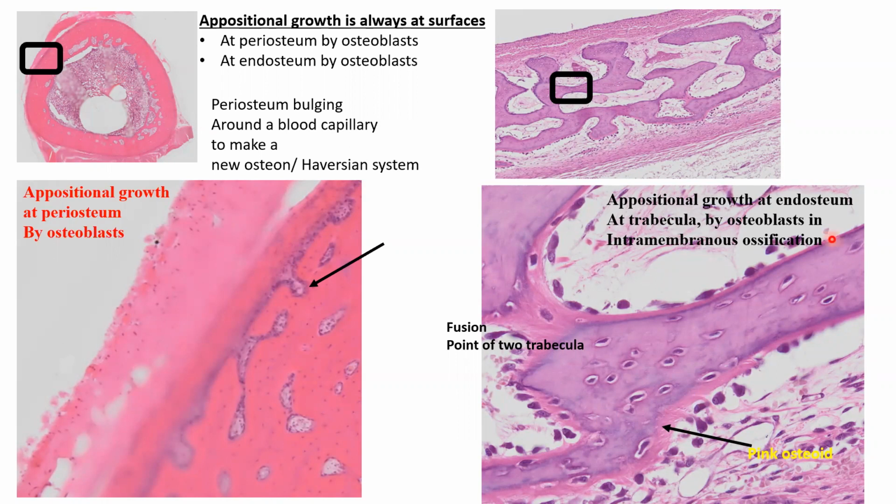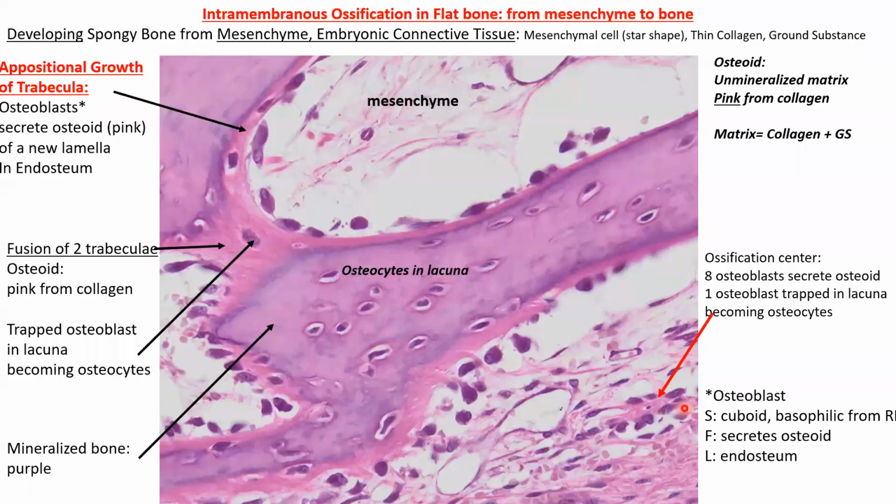Where is it? The pink. These are your osteoblasts, right? At the surface, at the endosteum, right? Appositional growth at the endosteum. And they add a new layer to the surface of the existing trabecula. Okay, so this is technically osteoid, pink osteoid, and you can see fusion points of the trabecula.